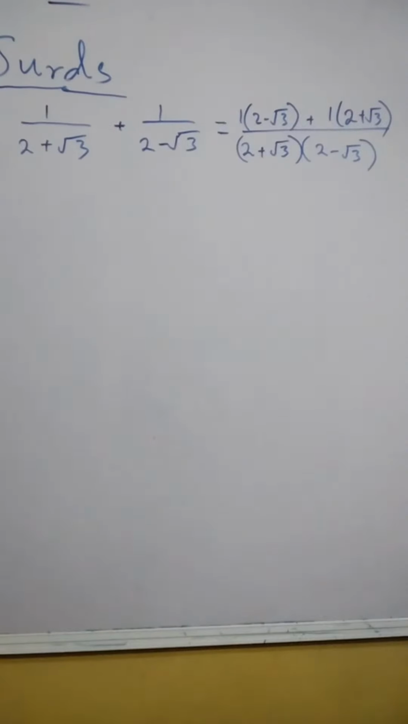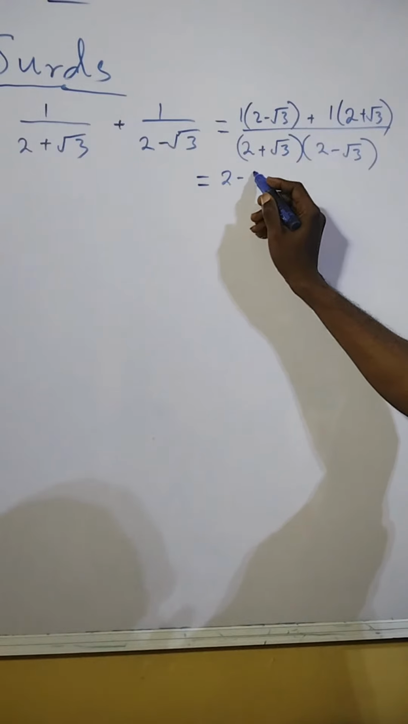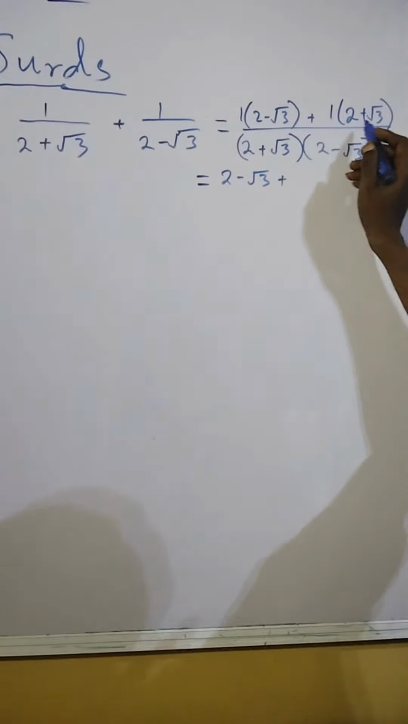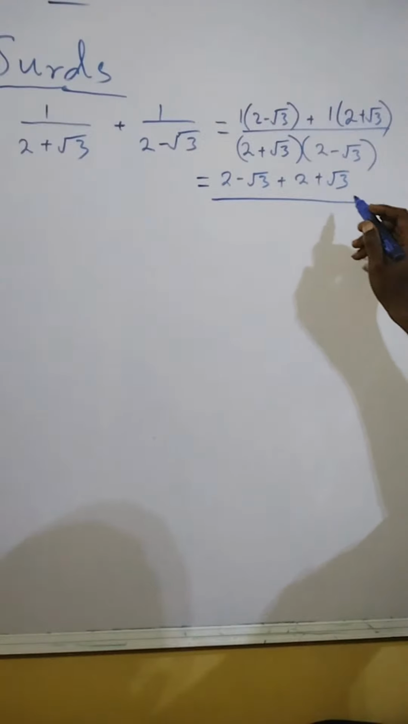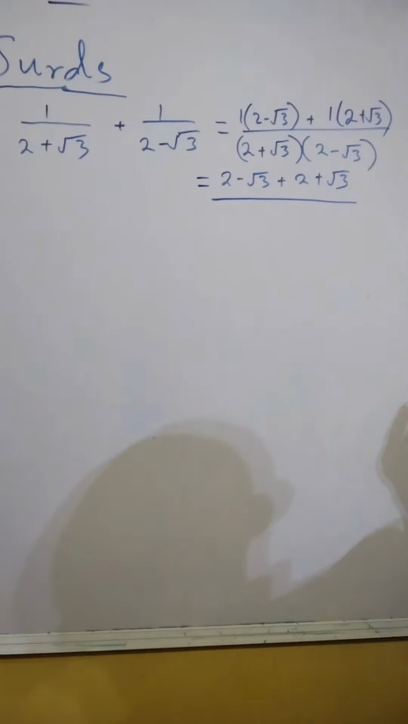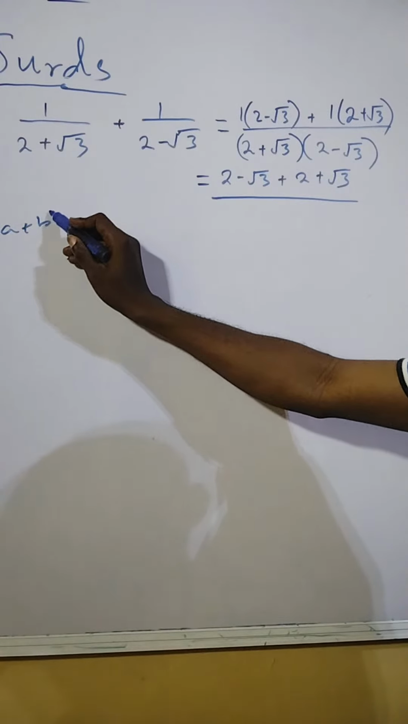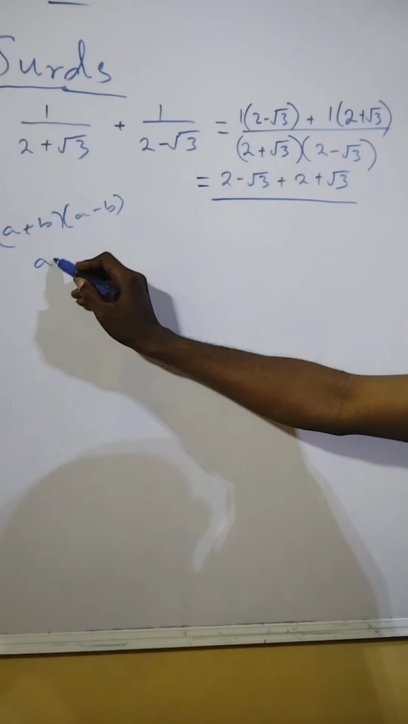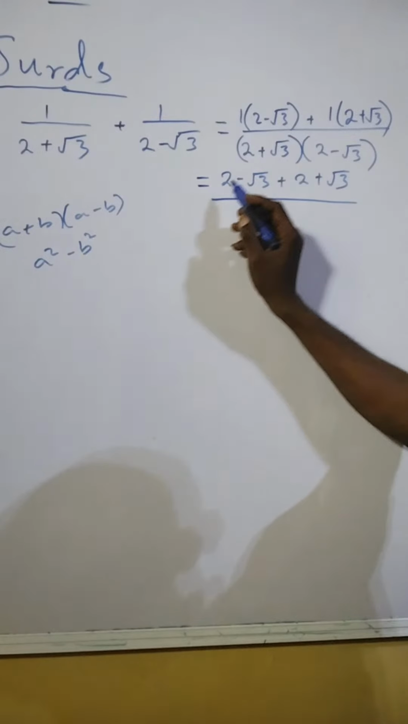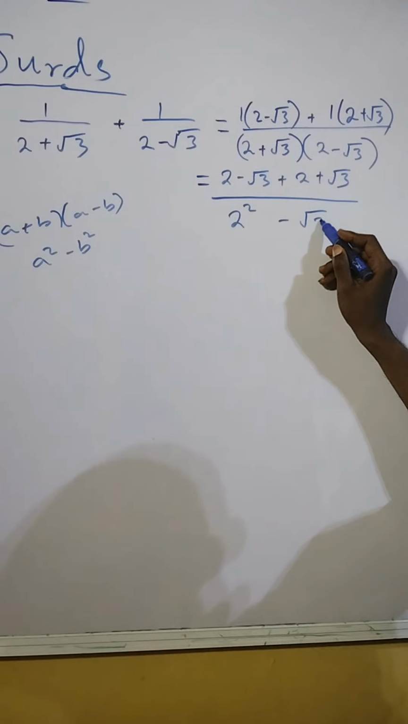Then we can expand from here. And when we open this bracket, we still have 2 minus root 3. Then plus, we open this bracket, so we have 2 plus root 3. Then divided by. These are also conjugate surds. In fact, the conjugate surd here follows a plus b into a minus b, which is a square minus b square. So here we can say this is 2 square minus root 3 square.